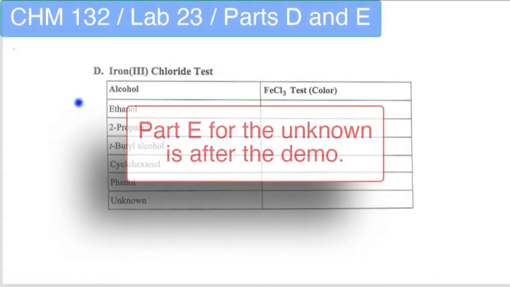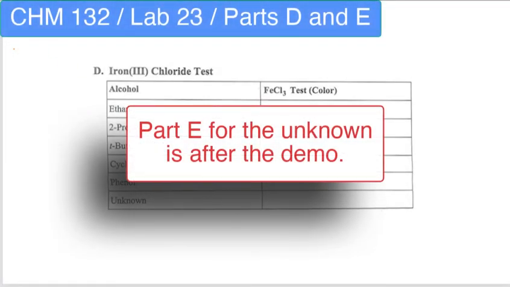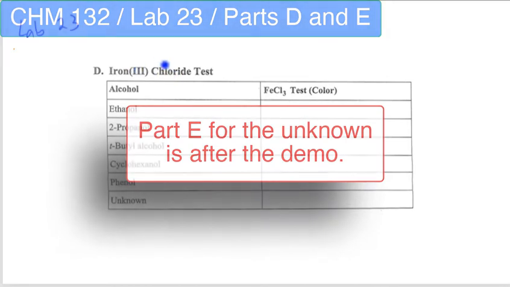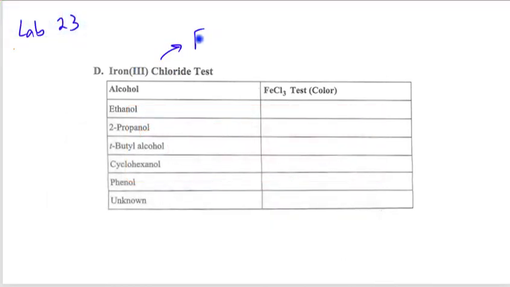In this video, I want to talk about Part D of Lab 23, a ferric chloride test. Ferric chloride is iron(III) chloride, so it has this Fe3+ cation in the solution. What you're going to see, again in a really short video, is a very dramatic color change. It's kind of surprising just how noticeable this is.